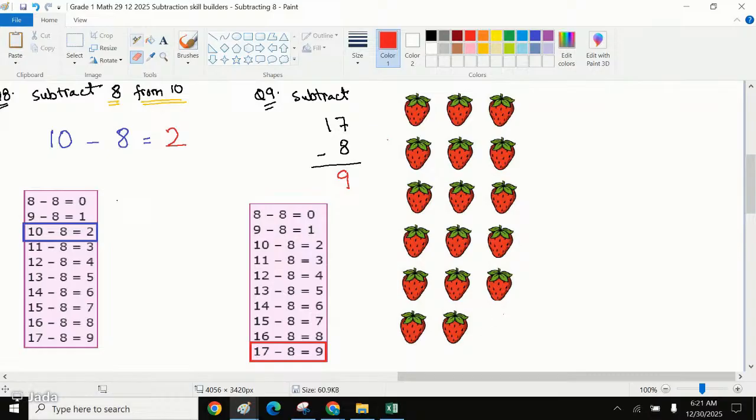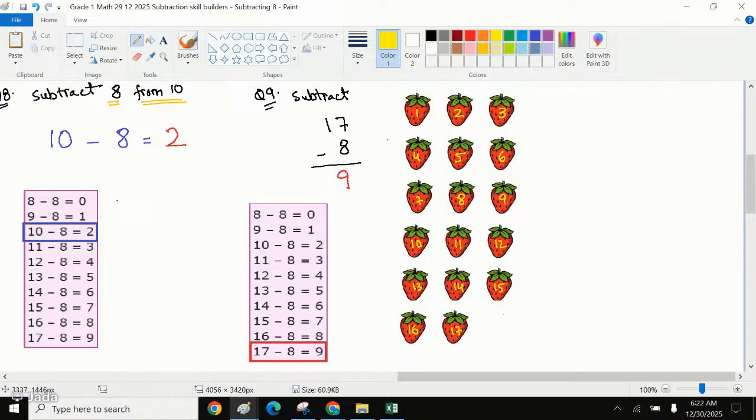Now the total count we have is, let's count them. We had 1, 2, 3, 4, 5, 6, 7, 8, 9, 10, 11, 12, 13, 14, 15, 16, and 17.